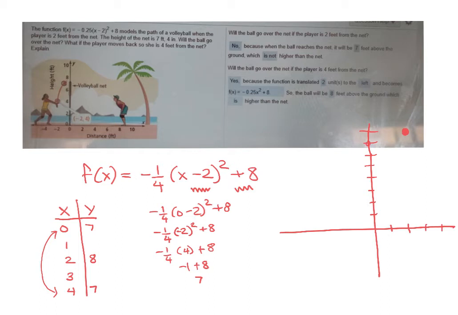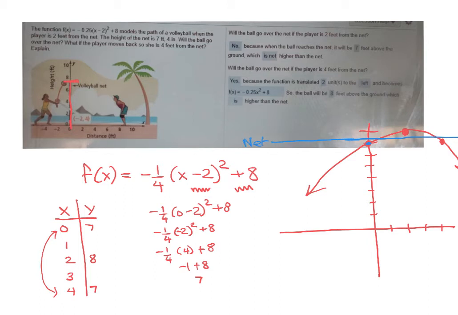Which would be here and here. Okay, so here's our graph of the parabola. Okay, so it says they've located the volleyball net at 0, and it says that the volleyball net is 7 feet 4 inches tall. So we know this is 7 feet right here. So the volleyball net's higher than that. Okay, so this is the net.